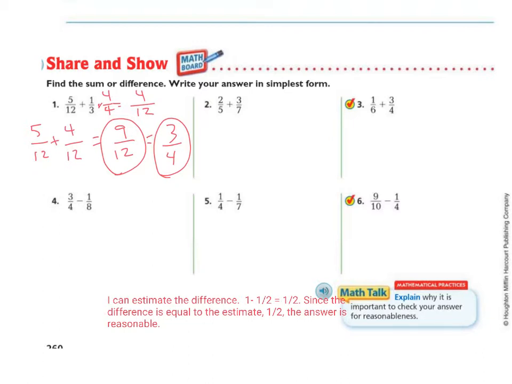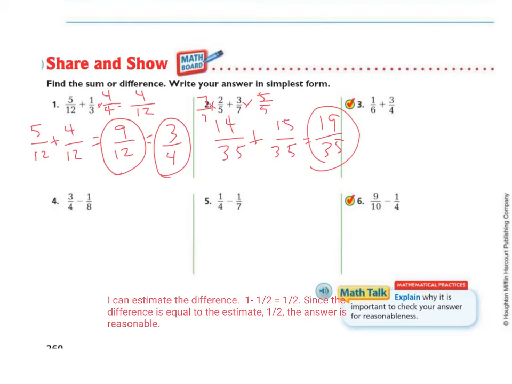So let's look at the next one, 2/5 and 3/7. Well, there's really not a whole lot that they can go into. So if I multiply them together, then I should be able to get a common number on the bottom. So 7 times 5 is 35. So if I make 35 be my bottom number, that means this side's going to have to be multiplied by 7 over 7, and this side by 5 over 5, right? So 7 times 2 is 14, and 5 times 3 is 15. So now when I add them together, I get 29/35, okay, and that is in simplest form.